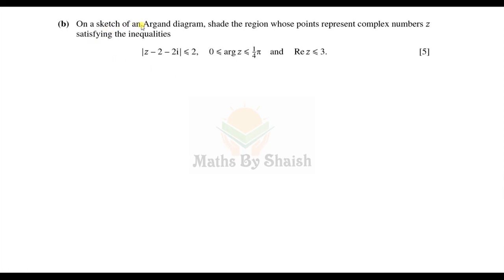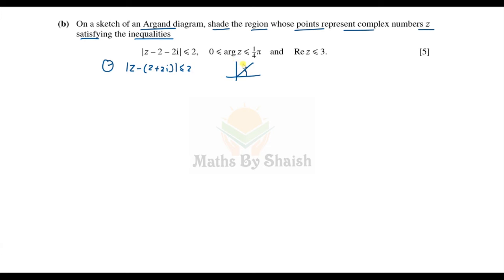On a sketch of an Argand diagram, shade the region whose points represent complex numbers z, satisfying the inequality modulus z minus 2 iota less than or equal to 2. It means we can write it as modulus z minus 2 plus 2 iota less than or equal to 2, which represents a circle with center 2 plus 2 iota, that is 2 comma 2, and the radius is less than or equal to 2, and argument of z is greater than or equal to 0 and less than or equal to pi by 4, means it would be from this place to this place.